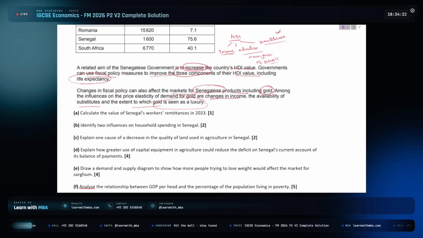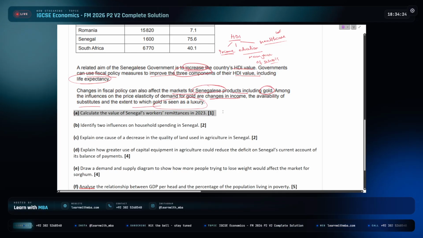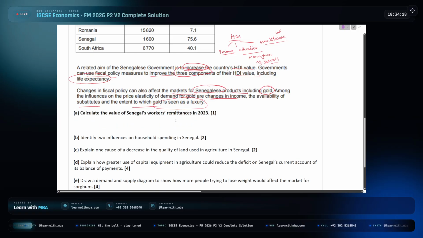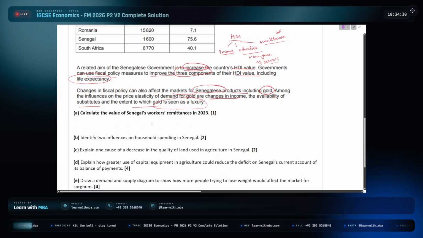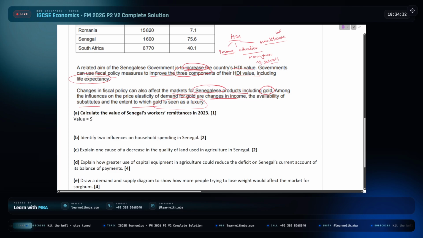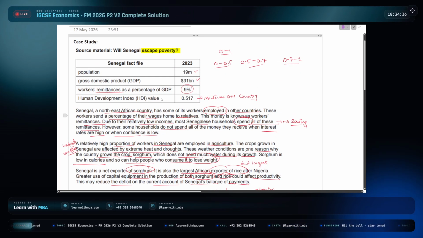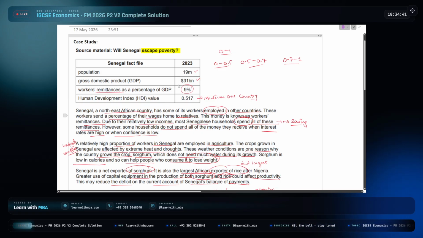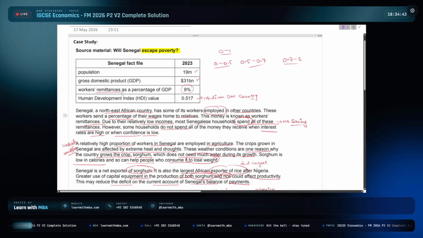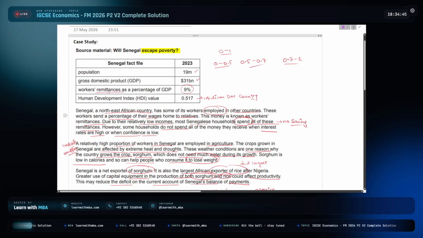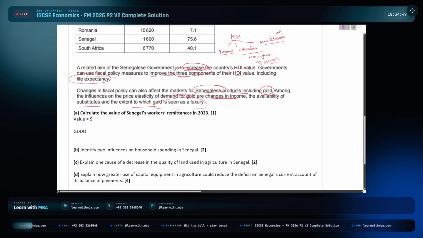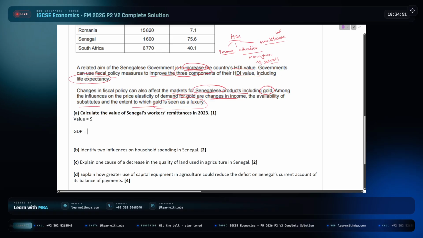The first question says that you need to calculate the value of Senegal's workers' remittance in 2023. Now remember this thing, when it says value, that means you have to answer in dollars. Okay? And if we go back up, the fact file doesn't give us in dollars. It gives us their total GDP and the percentage of GDP that workers' remittances are. So GDP is 31 billion.